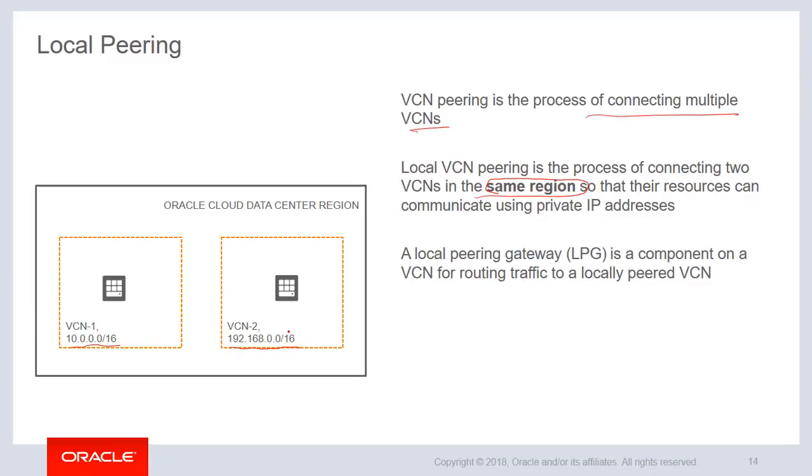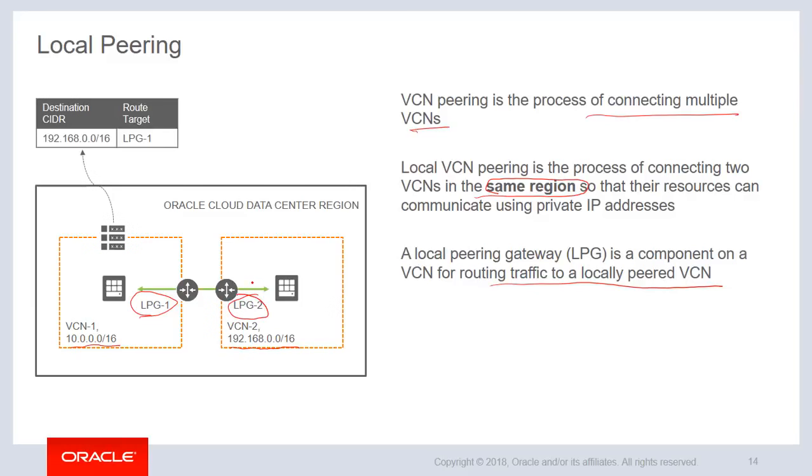Now, for these 2 VCNs to communicate with each other using local peering, you have to do a couple of things. You have to set up something called a local peering gateway on your VCN for routing traffic to a locally peered VCN. As you can see here, we created local peering gateway 1 on this VCN and local peering gateway 2 on the other VCN. And we have to update the route table. In this case, the route table says that I am sending traffic to this particular VCN, but I'm sending the traffic through LPG1.